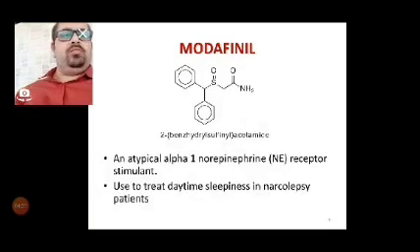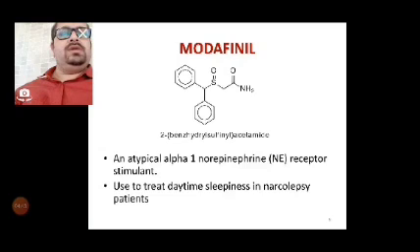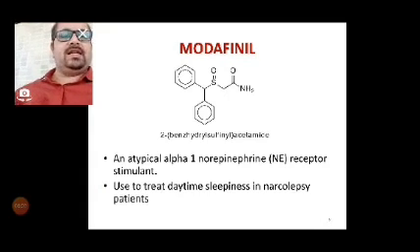Next drug is modafinil. If you look at the structure on your screen, modafinil is an acetamide derivative. Acetamide is CH2 carbonyl NH2, CH2 C double bond O NH2. It's an acetamide derivative. Which functional group is present on acetamide? The 2-benzhydryl sulfinyl. Sulfinyl, S double bond O. So it's a 2-benzhydryl sulfinyl acetamide.